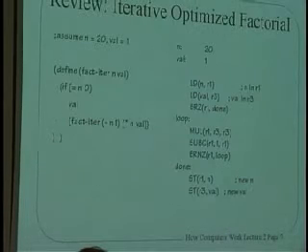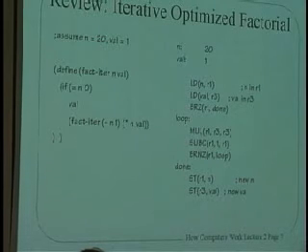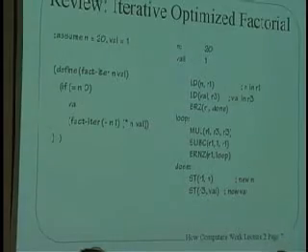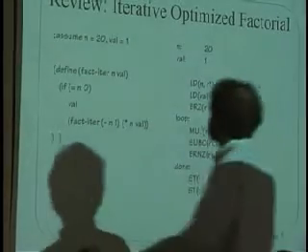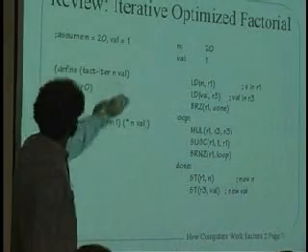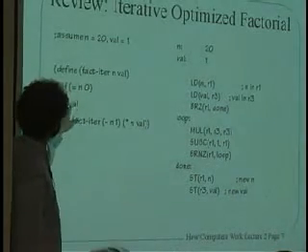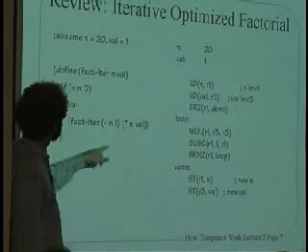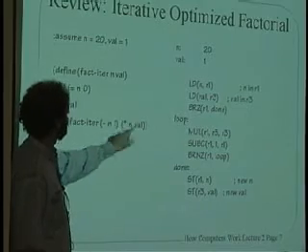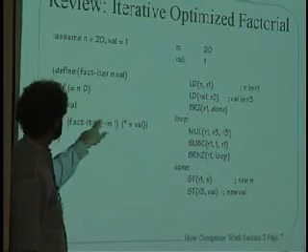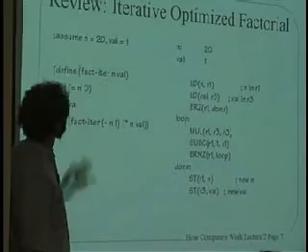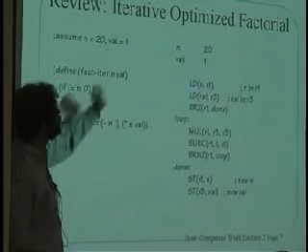Okay, so let's review how you actually use instructions like this to do an iterative version of factorial. If you remember, iter looked like this. We had n and val. If n is 0, then we return the value val. Otherwise, we multiply val by n, subtract 1 from n, and go back and do it all over again. And we're assuming here at the beginning that n is 20 and val is 1.